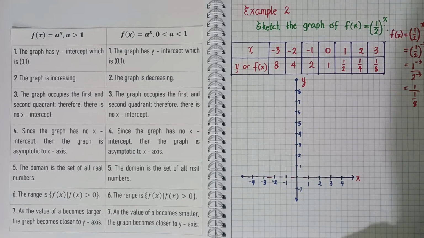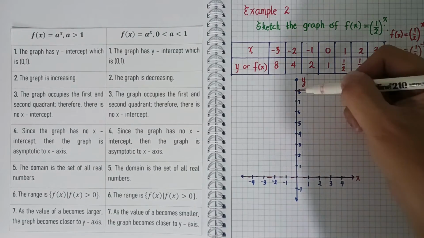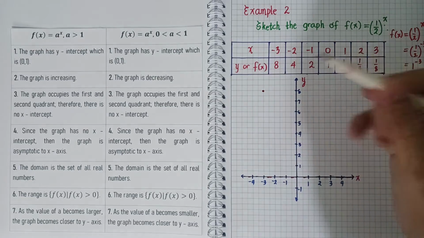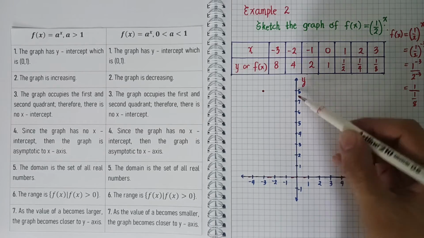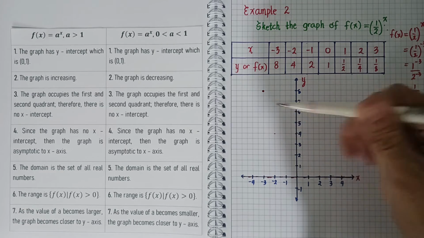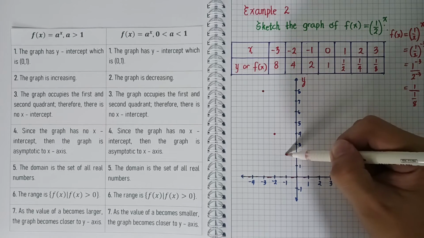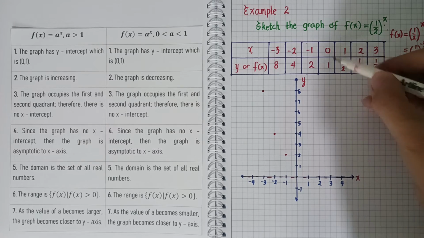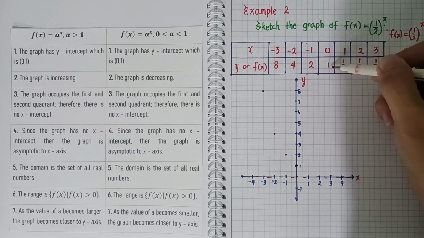First, let's plot negative 3, 8. Your x is negative 3, your y is 8. So, nandito siya. So, nasundan ba ako, guys? So, ganun lang kasimple, ha? And then, negative 2, 4, your x is negative 2, your y is 4. Negative 1, 2, your x is negative 1, your y is 2. And then 0, 1, your x is 0, your y is 1. So, nandito pa rin siya. Walang value yung x nyo, pero yung y meron.